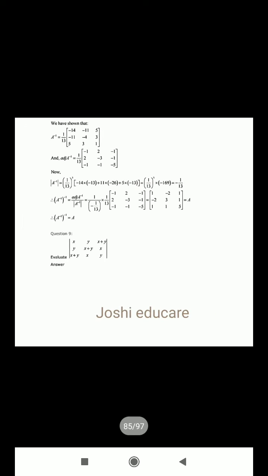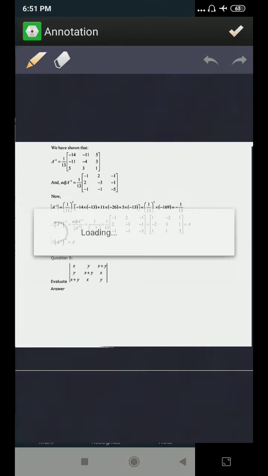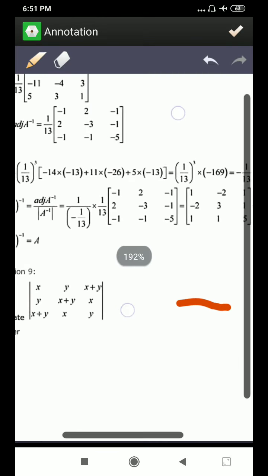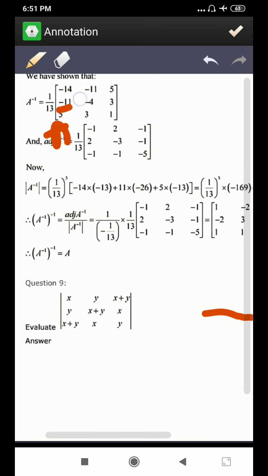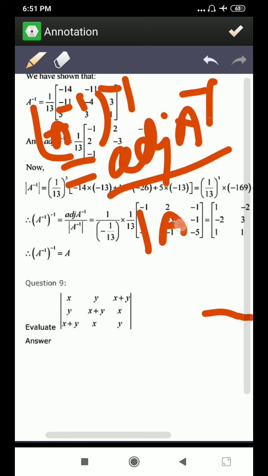Second part is, you have to take A inverse, then again its inverse, and you have to prove it is equal to A. So first we have already obtained A inverse. Now you consider this as one matrix. You have to find its inverse. So what will be its inverse? That will be adjoint of A inverse divided by determinant of A inverse. A inverse whole inverse, what will be this? This is the adjoint of A inverse divided by determinant of A inverse.